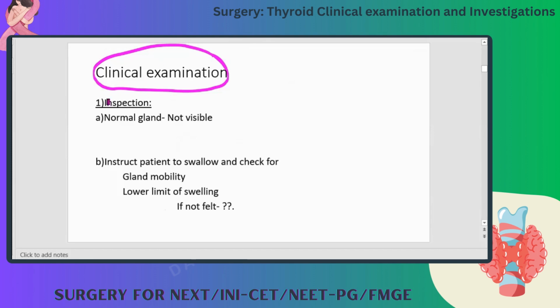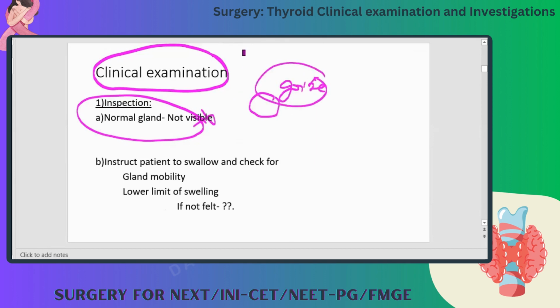Then clinical examination. The normal thyroid gland is not visible unless the gland is increased in size. If there is a goiter, it is visible. Otherwise, the thyroid gland is not visible under the platysma. Instruct the patient to swallow and check for the gland mobility.